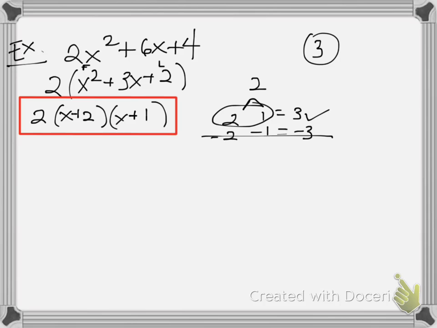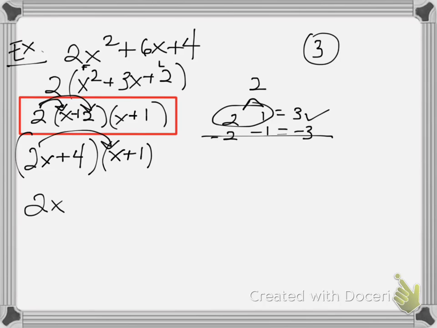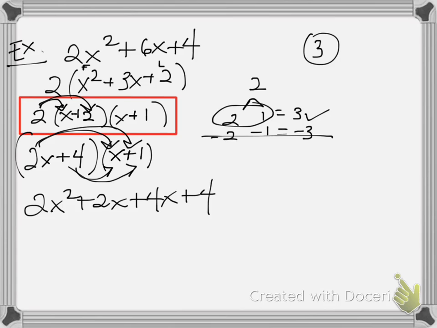Okay, so to check it, all I have to do is redistribute here. 2 times x is 2x. 2 times 2 is 4. Now I have 2x plus 4 times x plus 1. Now I FOIL. 2x times x is 2x squared. 2x times 1 is 2x. 4 times x is 4x. 4 times 1 is 4.